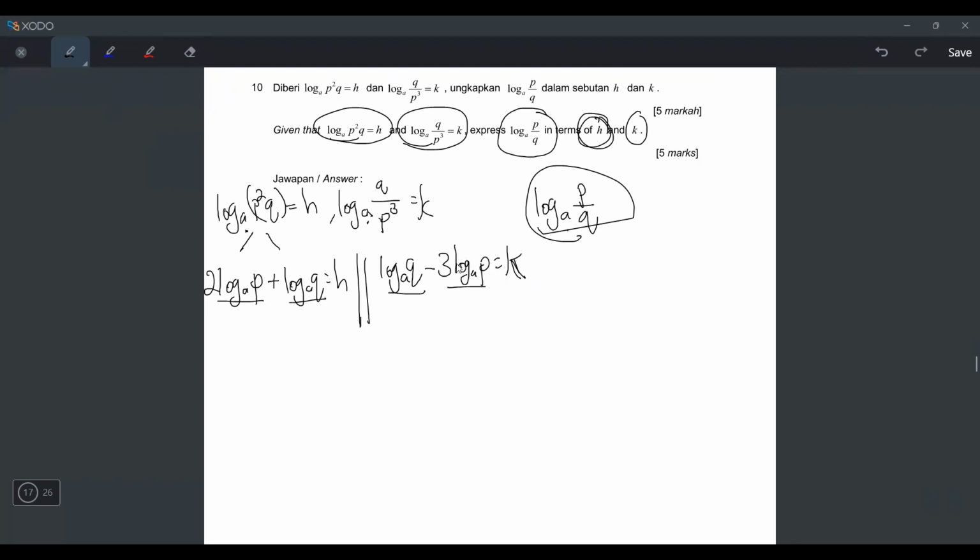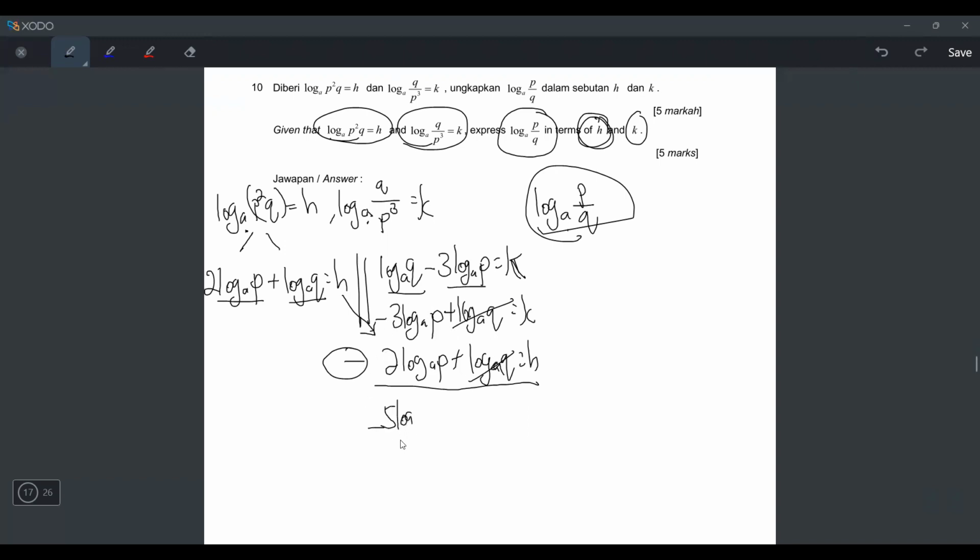So let's arrange it nicely. The negative 3 I put in front. And then only I write this plus log AQ equals to K. And then I can just transfer this equation down here. So it'll be 2 log AP plus log AQ equals to H. And straight away, I can do simultaneous equations. I can do elimination straight away, because this one and this one are the same already. So you just minus them. Not plus, minus. Because the signs are the same, right? So negative 3 minus 2 is negative 5 log AP. And then this one minus disappears already. And then K minus H. Just write K minus H.